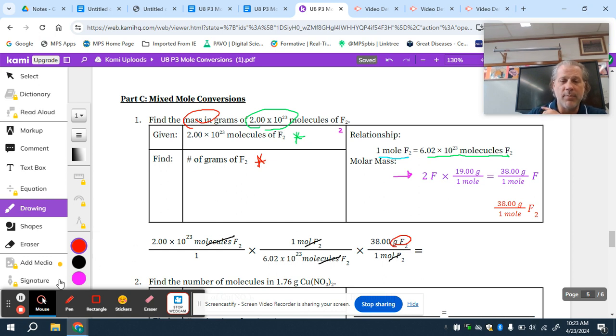The other thing I want to make the point of is that we're going to multiply straight across the top and straight across the bottom. So to kind of put that together, that would look like this: 2.00 times 10 to the 23rd times 1 times 38.00 grams.